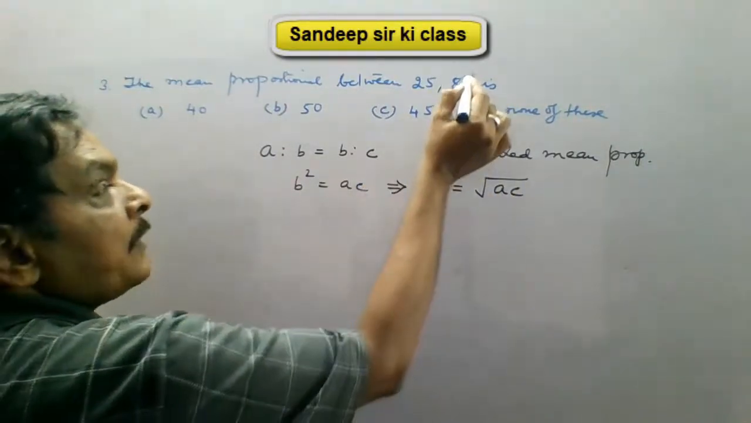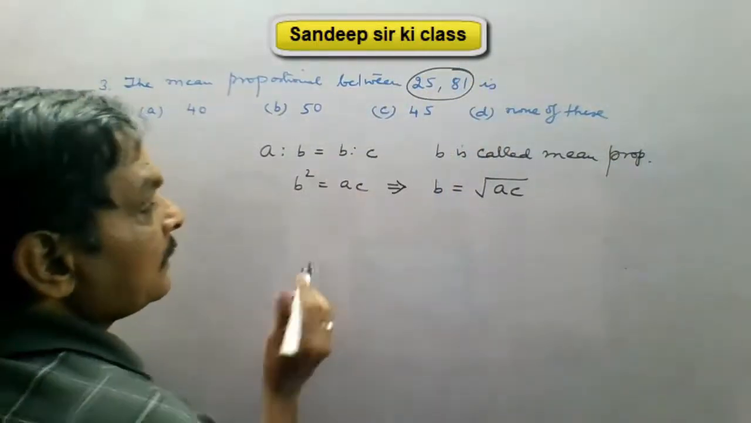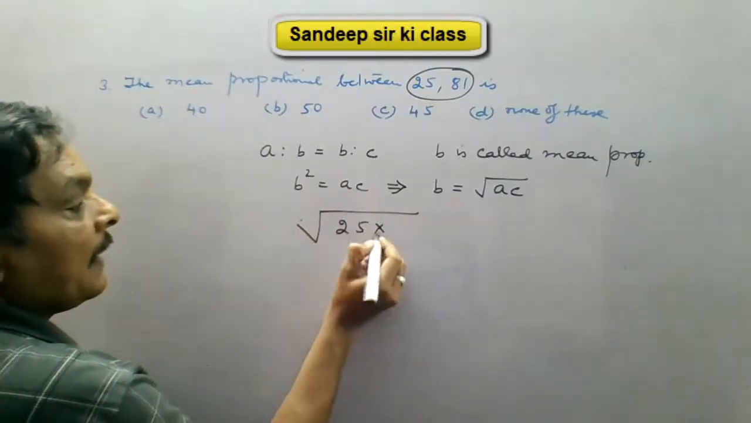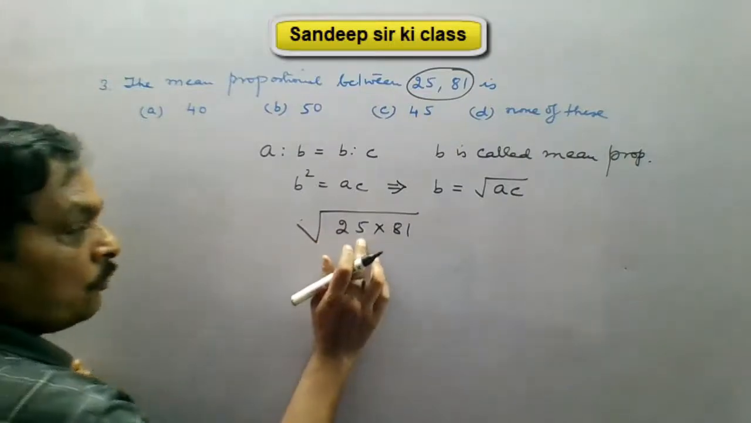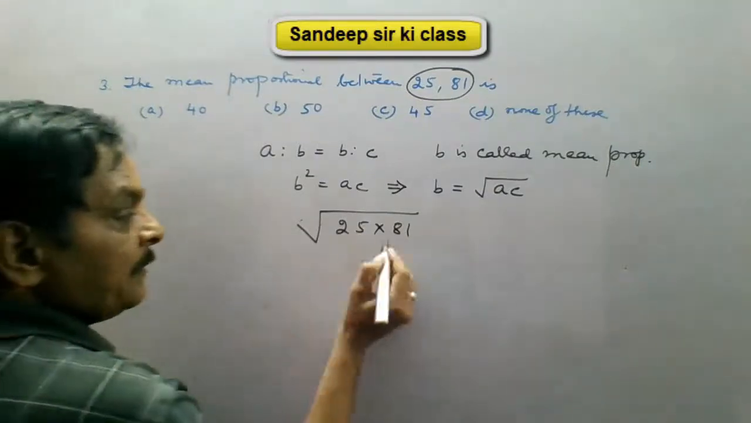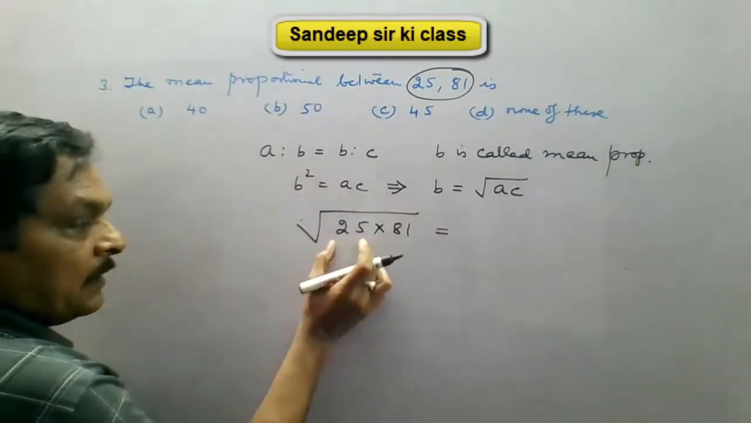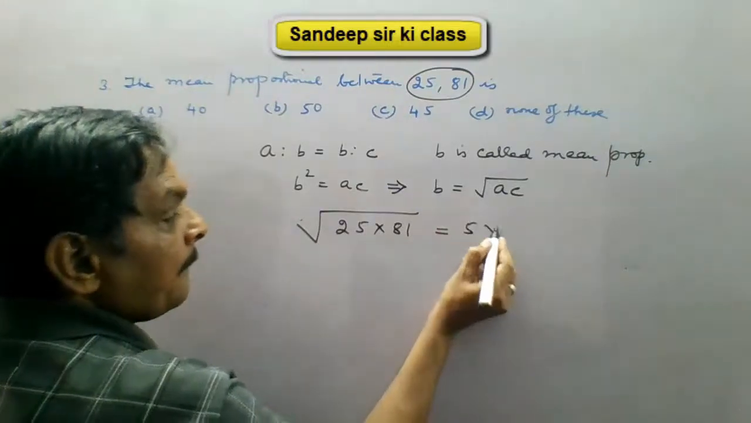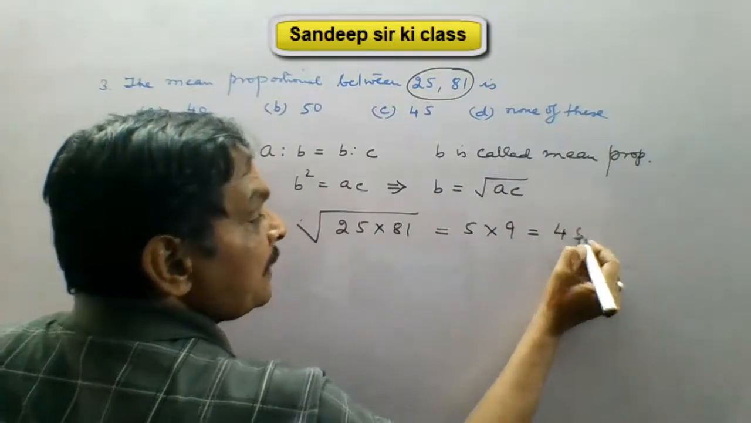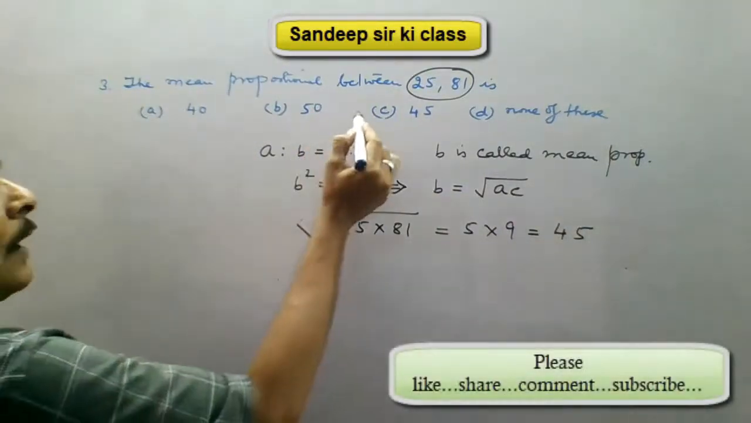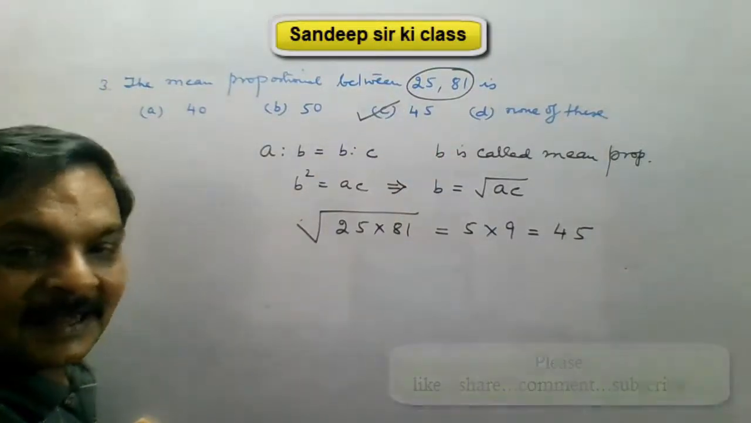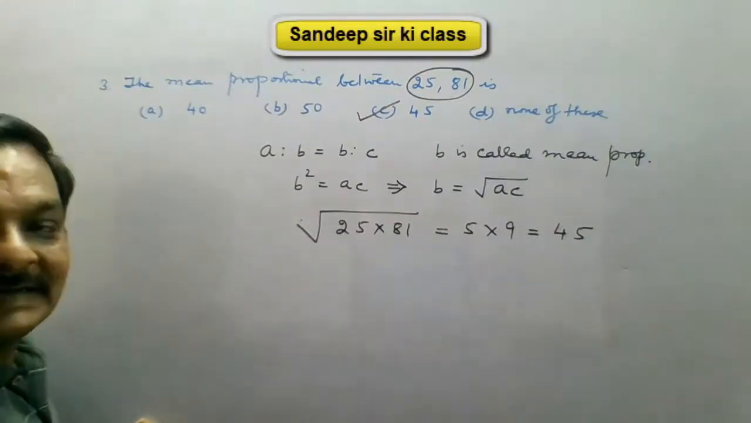So here the numbers given are 25 and 81. So mean proportional will be under root of 25 times 81. We multiply them and take the under root of it. This will be the mean proportional. Now we know that under root of 25 is 5 and under root of 81 is 9. Therefore, this comes to be 45. Hence the required mean proportional is 45. Option C here is the correct option. Now we will see the next problem.